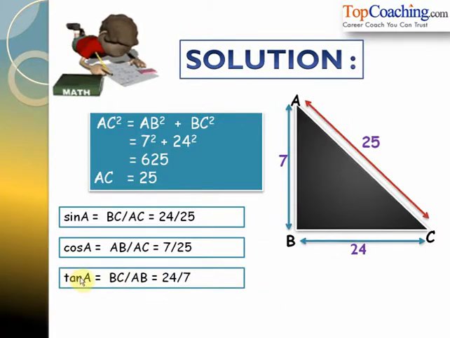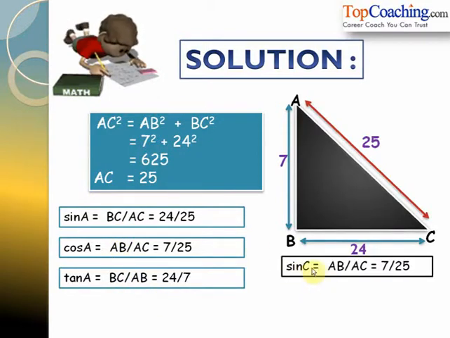The next is tan A. Now tan A would be equal to BC upon AB. Now we know the length of BC as equal to 24 and the length of AB as equal to 7. Therefore tan A would be equal to 24 by 7. So we have found out the value of sin A, cos A and tan A.